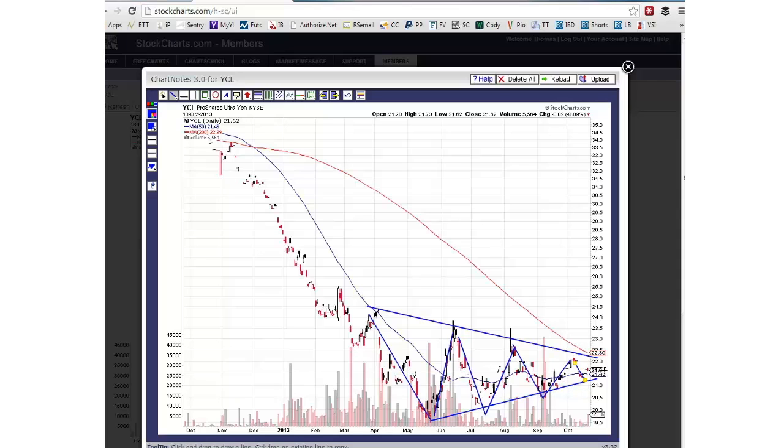The less risky but less reliable method is to wait for another touch of the resistance line and then short it at that point. So if this climbs back up to 22, which it seems to be in the process of doing, then you could enter at that point off of resistance, which is very close to the 200-day moving average, which should also act as some resistance. So that's quite a nice place to get short.